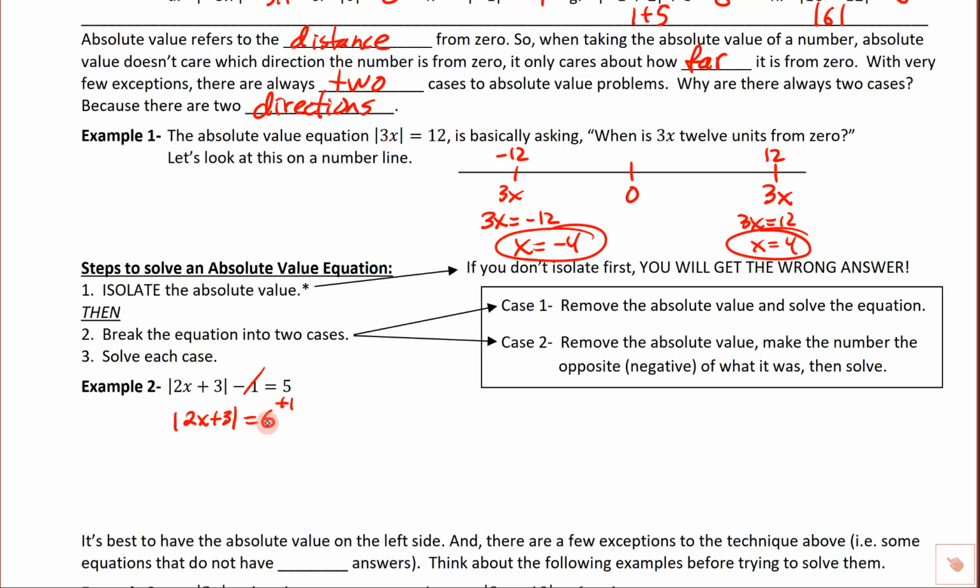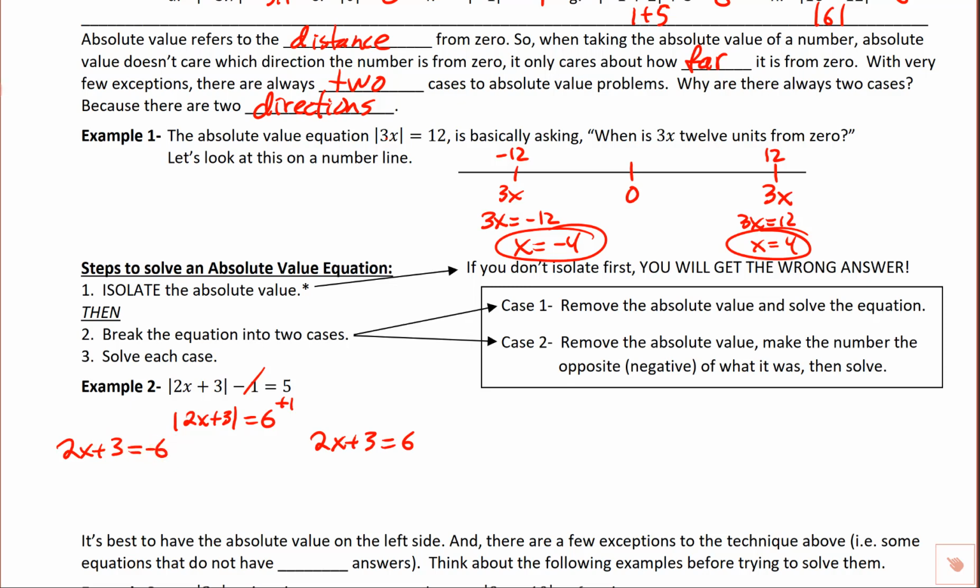Now, in one of these cases, we just remove the absolute value. So it's when it equals positive 6. I'm going to put that over here. I'm going to put 2x plus 3 equals 6. And then the other one, we remove the absolute value. So we take the absolute value off and we make the number on the opposite side the opposite of what it used to be. In other words, we turn it negative. So I'm going to put 2x plus 3 equals negative 6.